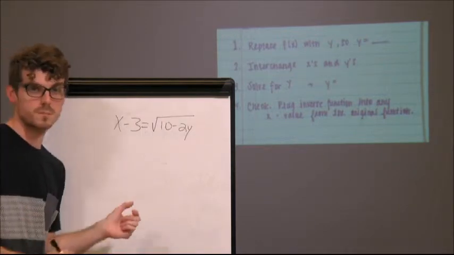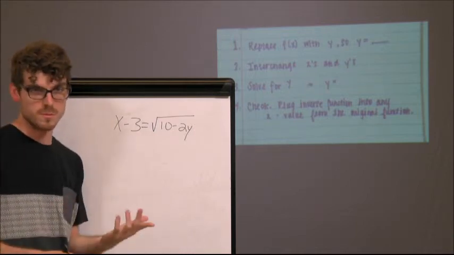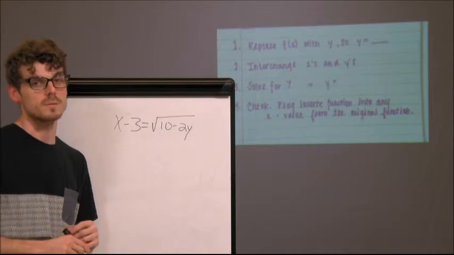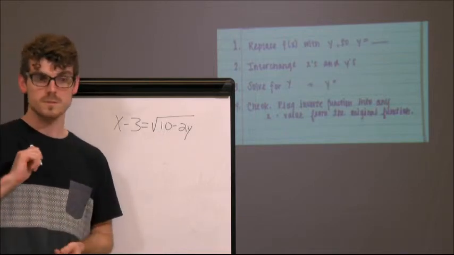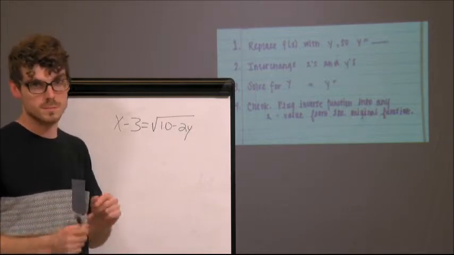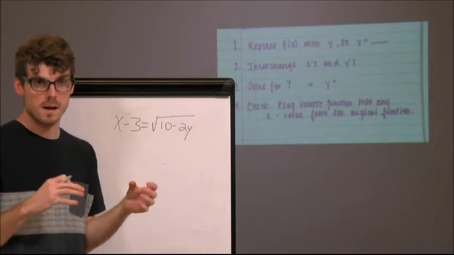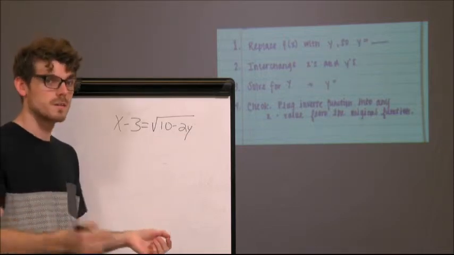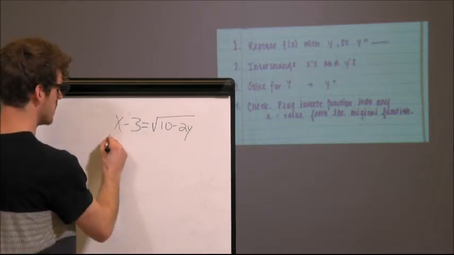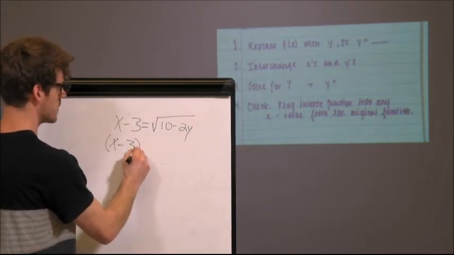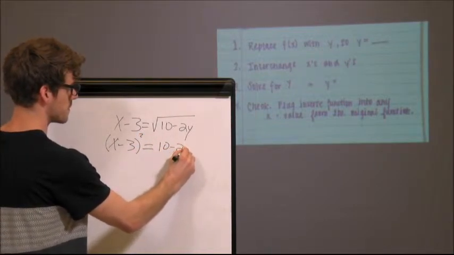So once we have reached this point, we're going to try and get rid of the radical. Whenever we do that, of course, we're going to square that side. Since we are squaring that, we're going to also have to square x minus 3. Something important to remember is that whenever you are doing this, make sure that you are squaring x minus 3 as a set and not each value independently. So instead of x squared minus 3 squared, we're doing (x minus 3) squared equals 10 minus 2y.